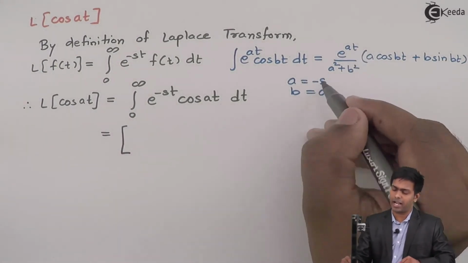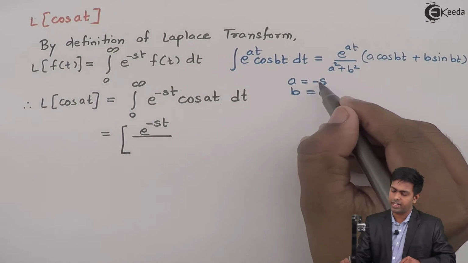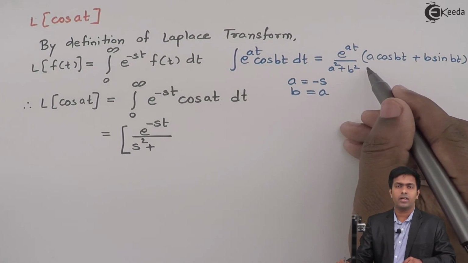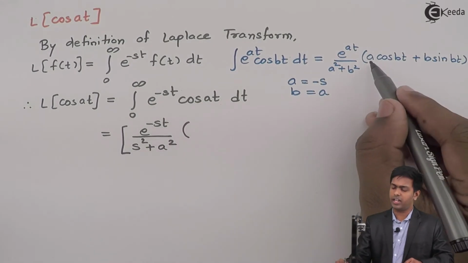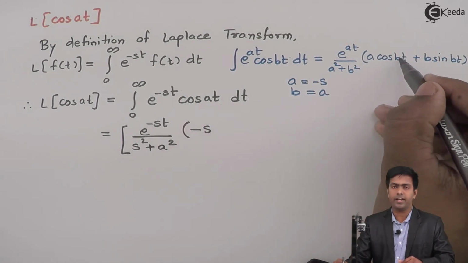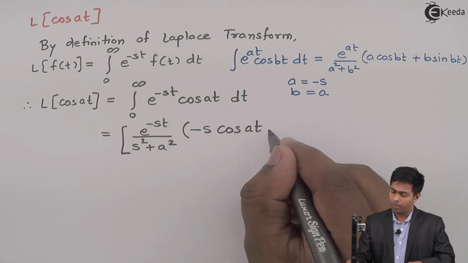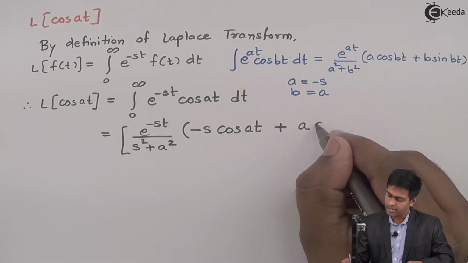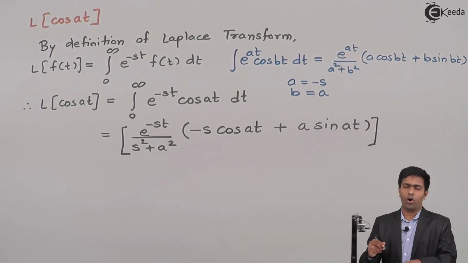By doing that, we will get e raised to at, where a is minus s, so e raised to minus st upon a squared, that is minus s squared, which is positive s squared, plus b squared, where b is a, so we'll get a squared. Now in brackets we'll get a cos bt, where a is minus s, so minus s cos bt, where b is a, so we'll get cos of at, plus b sin bt, where b is a, so we'll get a sin at. So here we got the term.